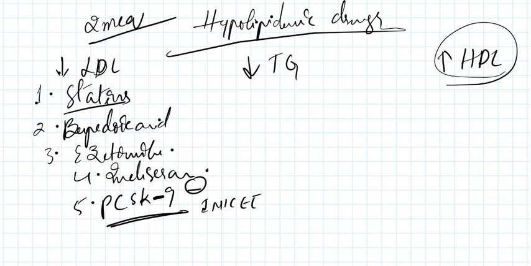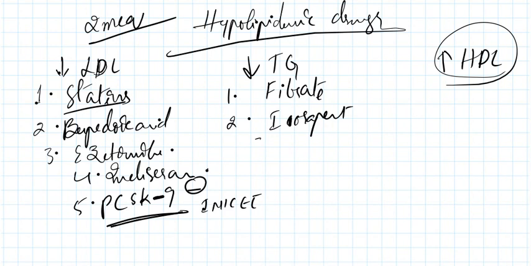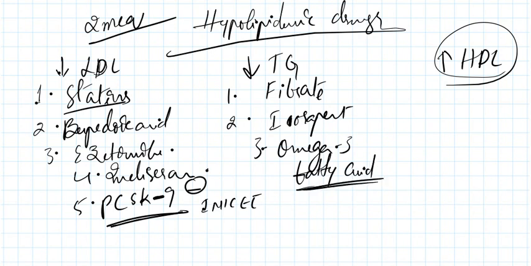And what are the classes of drugs that decrease triglycerides? Fibrates. I think you know these fibrates: clofibrate, gemfibrozil. These all are fibrates. Then icosapent, then omega-3 fatty acids. Can you tell me in which food omega-3 fatty acids are rich? It is in fish, cod liver oil. Omega-3 fatty acids decrease the triglycerides, right? Always include omega-3 fatty acids in your food.